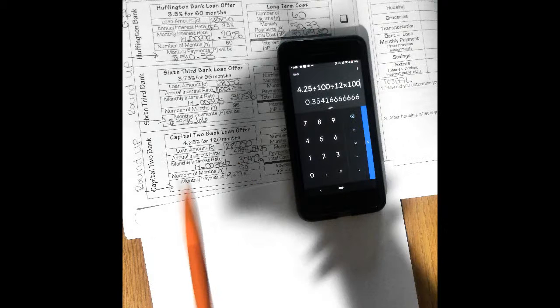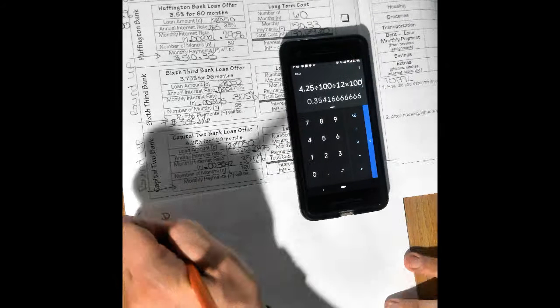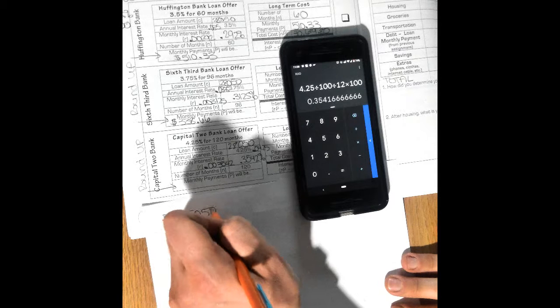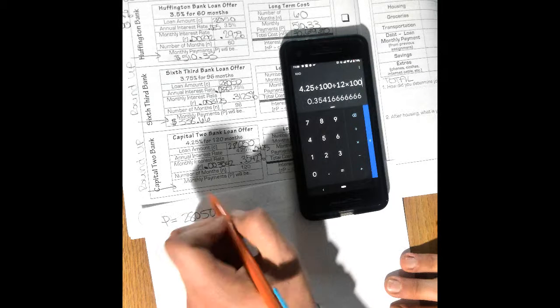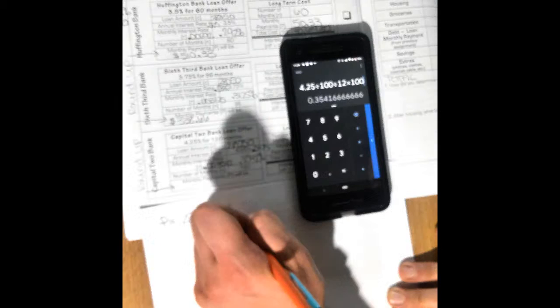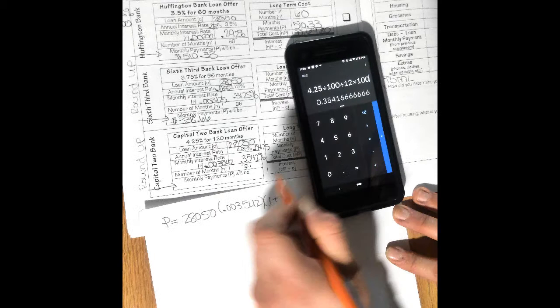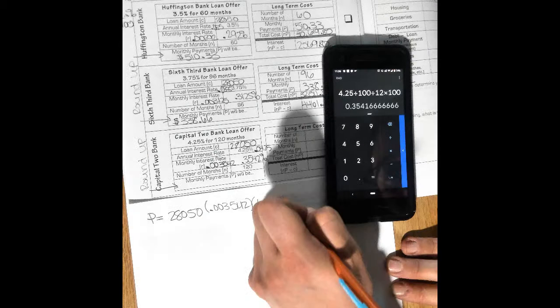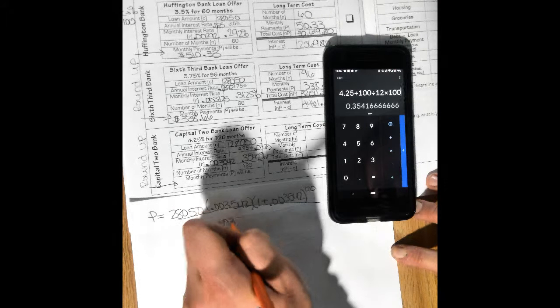So let's start calculating my monthly payment. So 28050. My decimal equivalent of my monthly interest rate is 0.003542. And then I need to add 1 to that exact same number. And take that to the 120th power. And all of that is over 1 plus that same decimal again. So that decimal is very important. To the 120th minus 1.